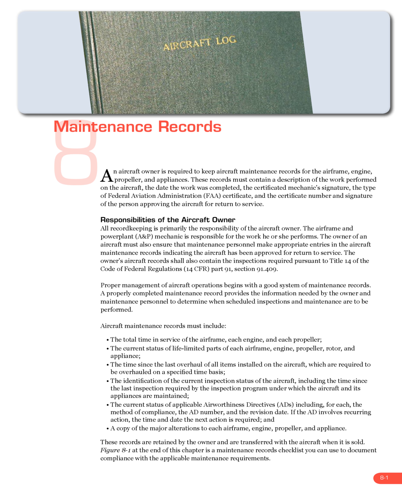Proper management of aircraft operations begins with a good system of maintenance records. A properly completed maintenance record provides the information needed by the owner and maintenance personnel to determine when scheduled inspections and maintenance are to be performed.